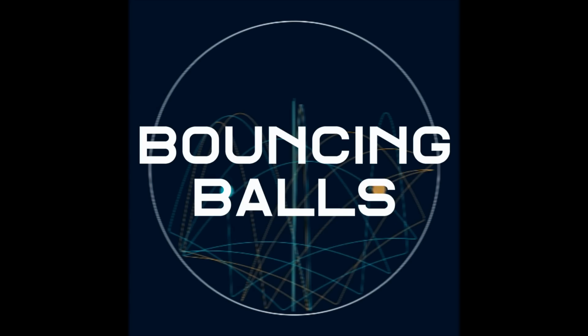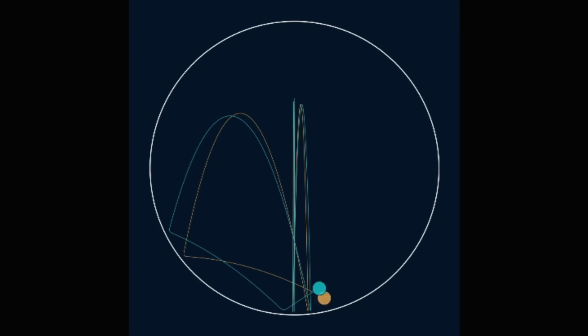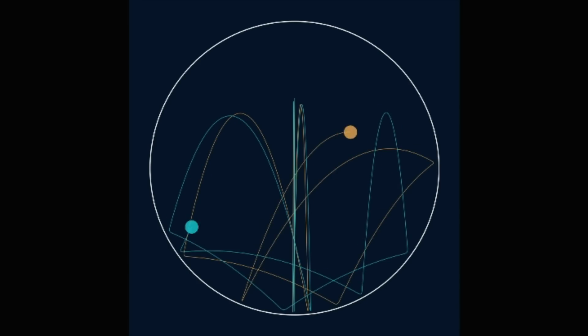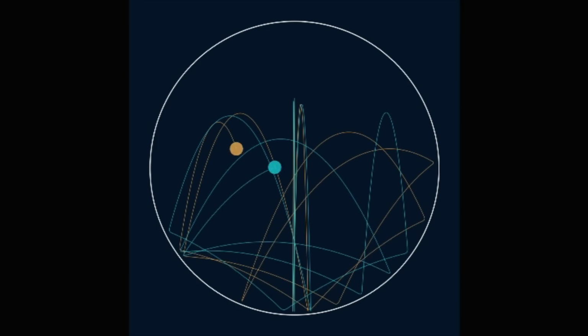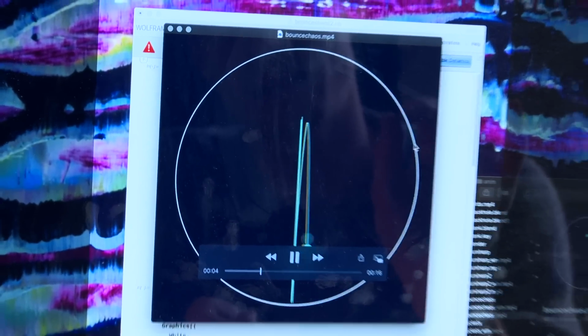This one is bouncing balls, and it's a very simple system that demonstrates chaos theory. So what we have is actually two balls that you'll start to see. It's two balls once their paths diverge. After just a few bounces, they're going on totally different chaotic paths. At the beginning, they're almost on the same path.